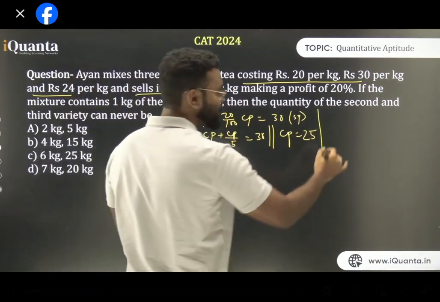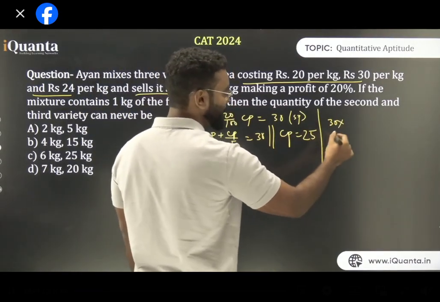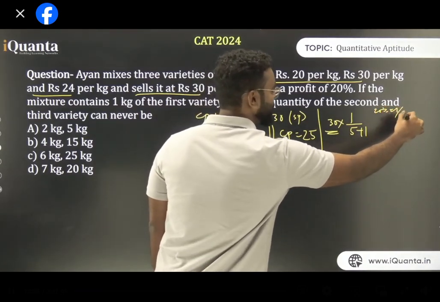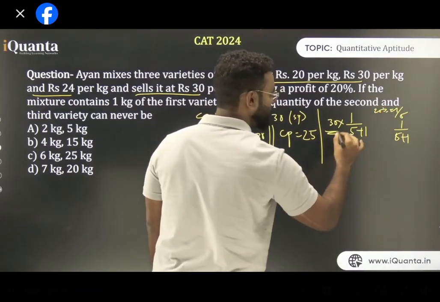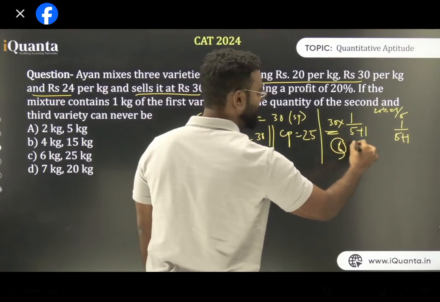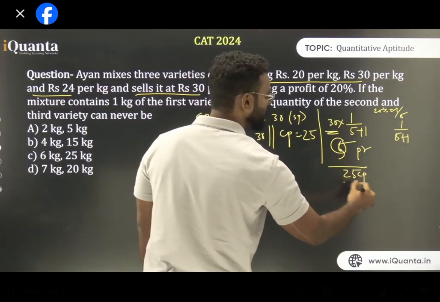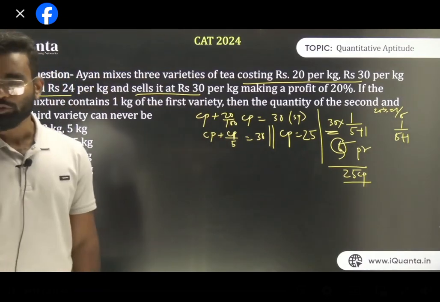Another way I have taught you yesterday: 30 into, if 20% is 1 by 5, so in SP it has become 1 upon 5 plus 1, because 20% is 1 upon 5. If I'm changing the base, it will become 1 upon 5 plus 1. So 6 is your... sorry, 5 is your profit. If 5 is profit and 30 is the selling price, the cost price will be 25. So in this way also you can do this question, or you can do it directly this way also. That is fine, fair enough.